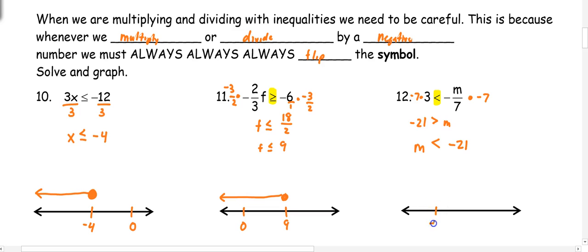So on the number line, I'm going to put negative 21. I'm going to put 0 somewhere to the right of it. Above negative 21, it gets an open circle because it's just a less than, and we're going to shade to the left.